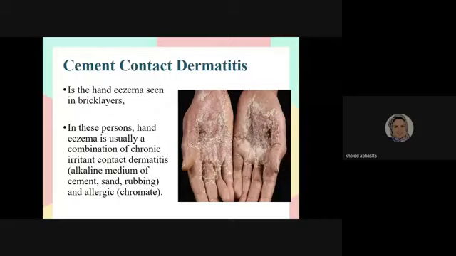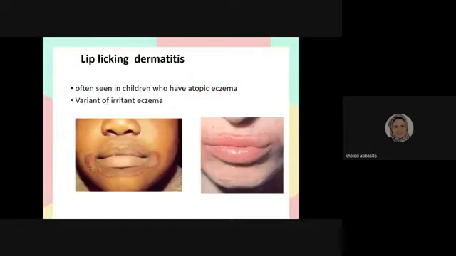Second example of irritant contact dermatitis is cement dermatitis. We'll see it with workers. Cement dermatitis can be of two types, irritant and allergic, because the cement has an alkaline medium that causes the irritant dermatitis, and there is chromate material that causes the allergic dermatitis. Lip-licking dermatitis is a very common problem in children and atopic patients.